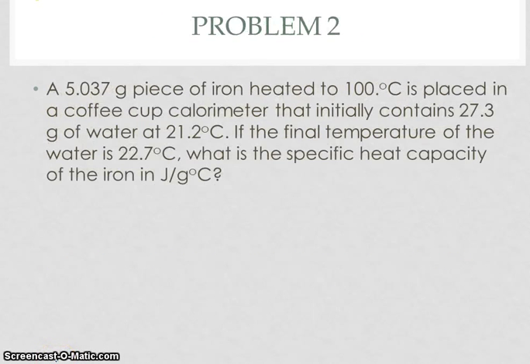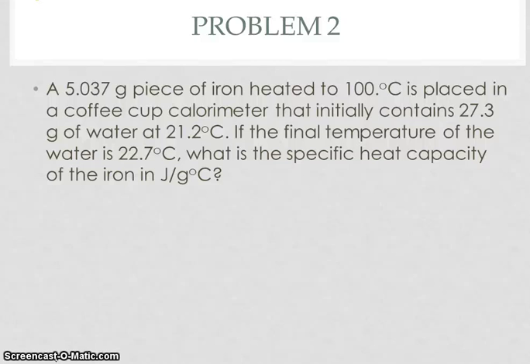All right, so let's look at a problem that's a little bit more involved. This is an energy transfer problem. It says a 5.037 gram piece of iron is heated to 100 degrees Celsius. It's placed in a coffee cup calorimeter, which is an instrument that just keeps energy in and doesn't allow it to flow into the surroundings, that initially had 27.3 grams of water at 21.2 degrees Celsius.